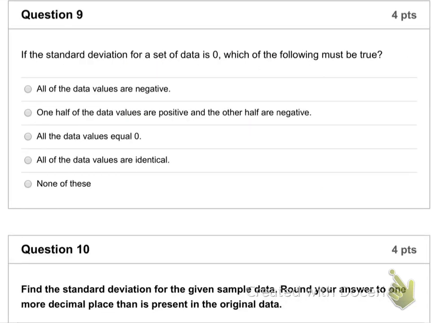So if the standard deviation for a set of data is zero, which of the following must be true? Again, only one answer. I'm not going to give you more than one. All of the data values are negative. One half of the data values are positive, the other half are negative. All the data values are zero. All the data values are identical. None of these.